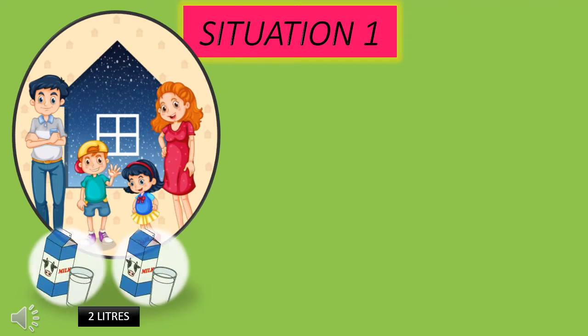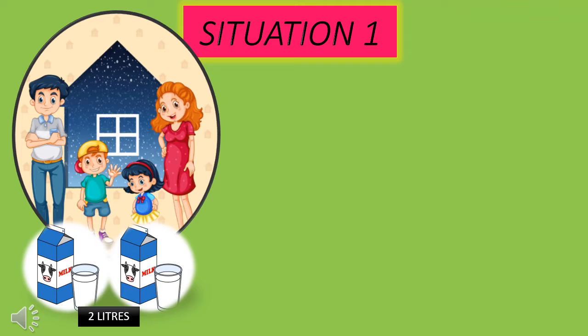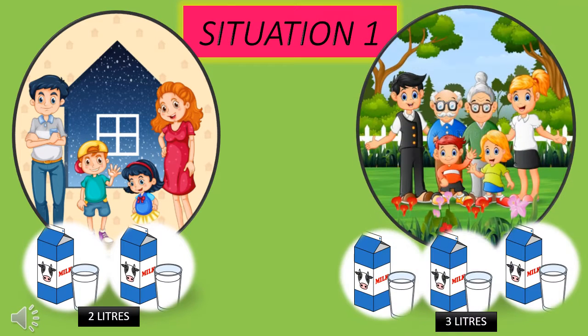Let us start our topic for today. Children, let us consider some situations. Situation 1. A family of 4 members consumes 2 liters of milk daily. A family of 6 members consumes 3 liters of milk daily. What do we observe here? Here, we see that when the number of family members increased, consumption of milk increased.